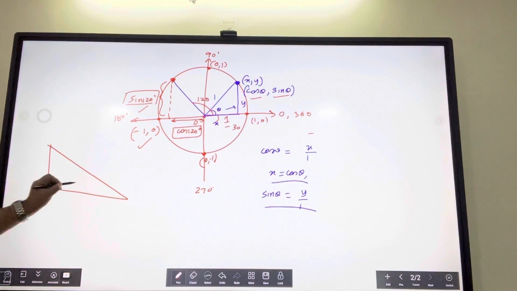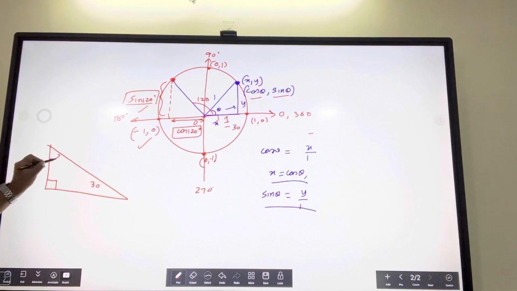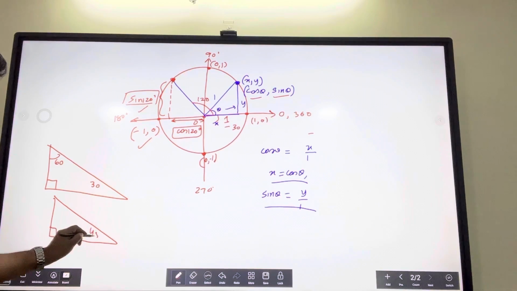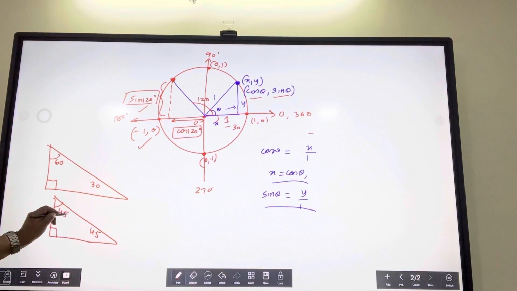Let's say the first is the 30, 60, 90 triangle. So 30, 60, 90. And then you have the 45, 45, 90 triangle. So 45, 45 and 90.